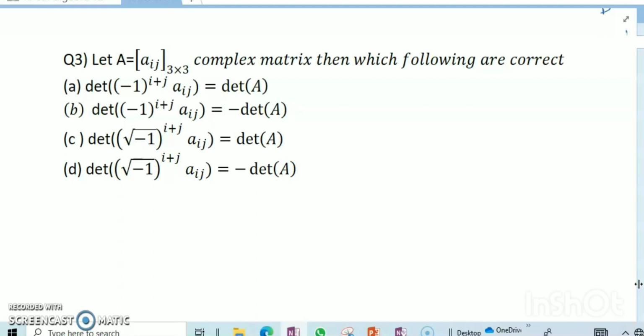Next problem is that this question is coming in the CSIR NET examination. A equals to Aij, a 3 cross 3 complex matrix, then which of the following are correct? Determinant of minus 1 to the power i plus j, Aij equal to det A. Determinant of minus 1 to the power i plus j equal to Aij, and root over minus 1 to the power i plus j, and Aij equal to det A.